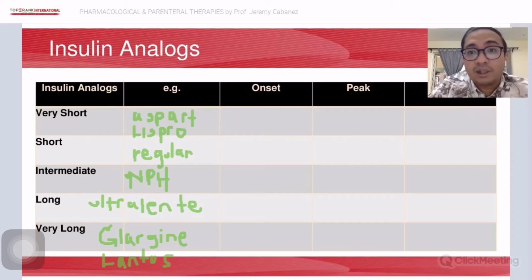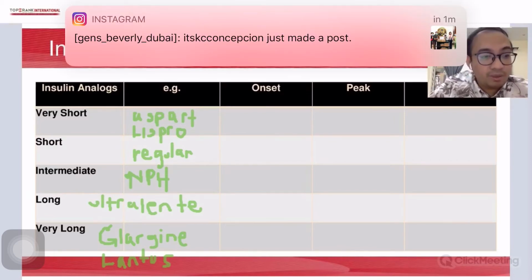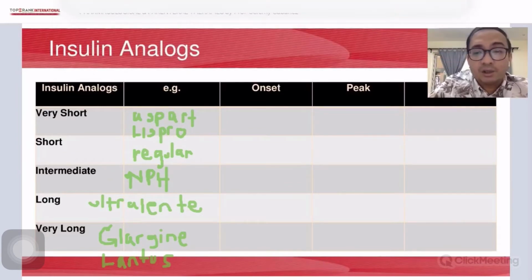Okay, question. Can glargine be mixed with other insulin? Yes or no? The answer is no. Hindi siya pwedeng i-mix with other insulin. And usually, glargine is only given once a day. Remember, glargine is only given once a day.